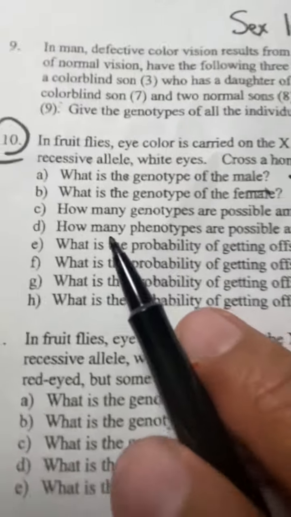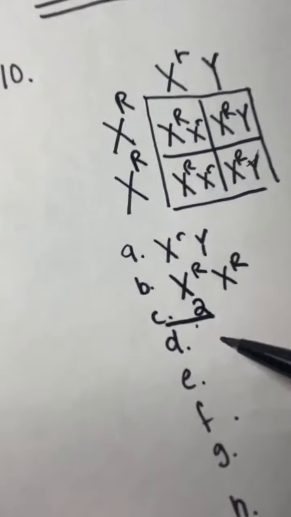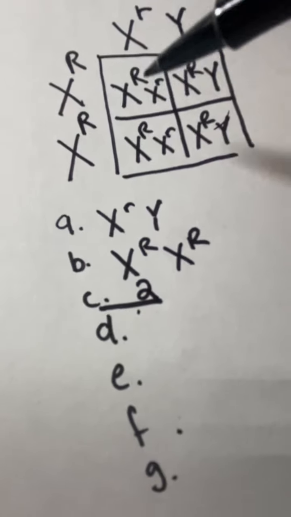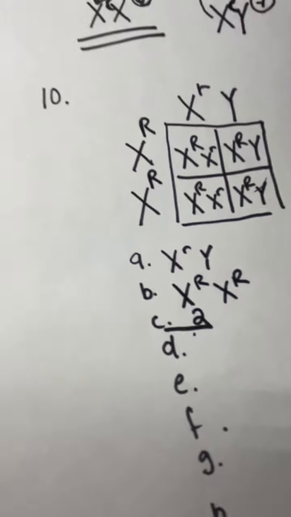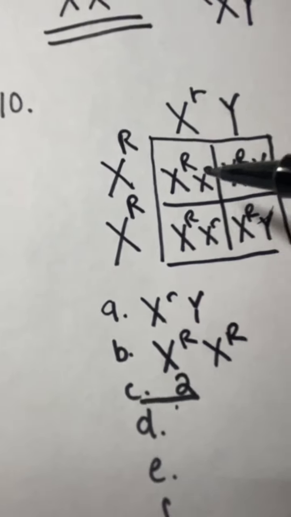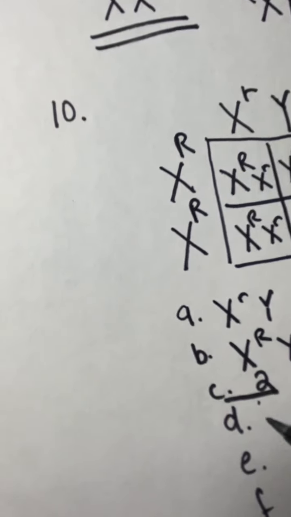And then D, how many phenotypes are possible among the offspring? Those are only 2. Remember, genotypes are the genetic code, the letters. Phenotypes, the physical appearance. So for that D, we have red-eyed girls and red-eyed boys. Those are flies we're talking about, of course.